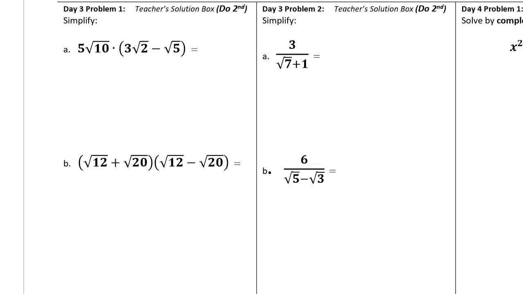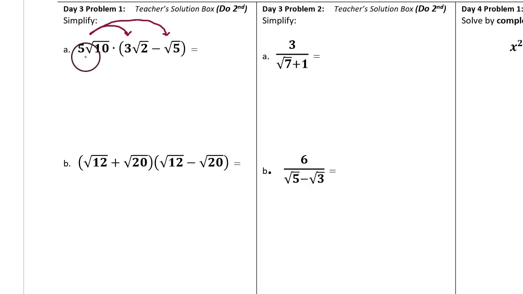Here are the answers for day 3, problem 1. Let's simplify this expression. Well, first, figure out the format of what you're looking at. This is a single term here, and it's being multiplied to 2 terms in the parentheses. This is a distributive property situation.